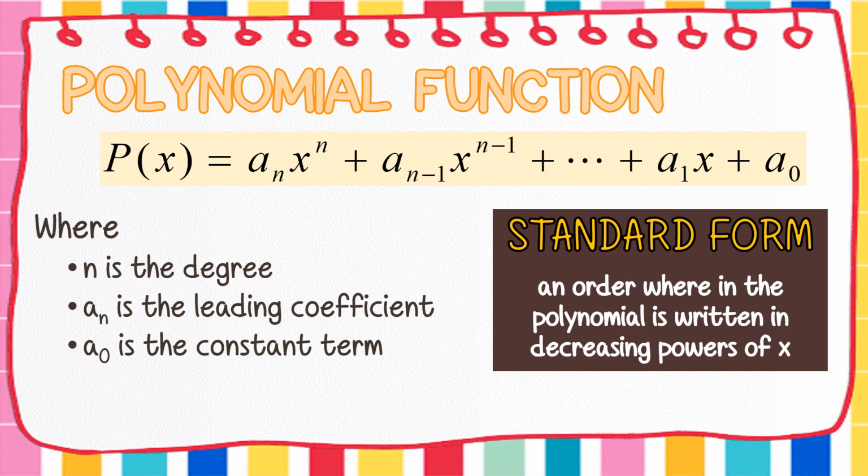Pag sinabing standard form, ito yung ayos ng polynomial function wherein the polynomial is written in decreasing power of x. So, yung ating mga exponent ay pababa ang value. Let us have an example. Yan, we have 2x cubed plus 6x squared plus 10x. This polynomial is in standard form dahil yan, ang degree natin ay 3. So, kung nag-start tayo kay 3, dapat mas mababa kay 3 yung mga susunod na exponent. So, we have 3, and then 2, and then 1.